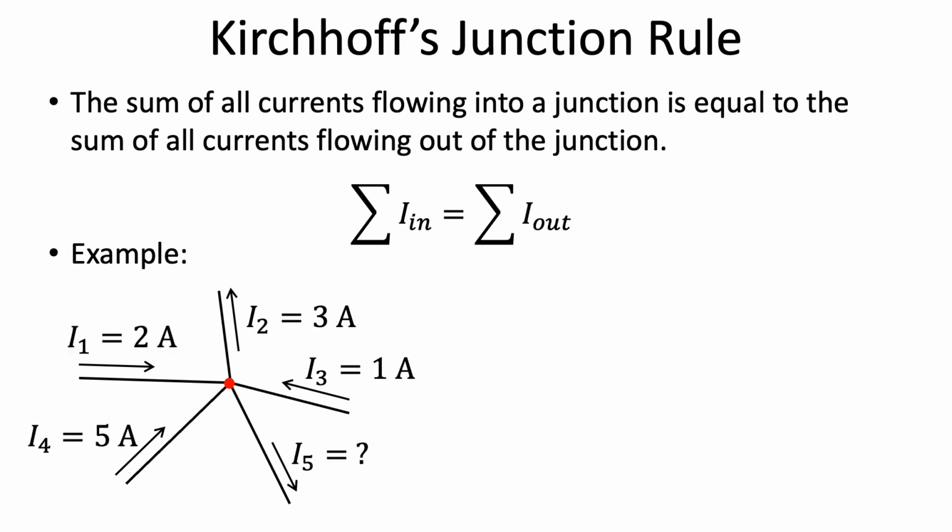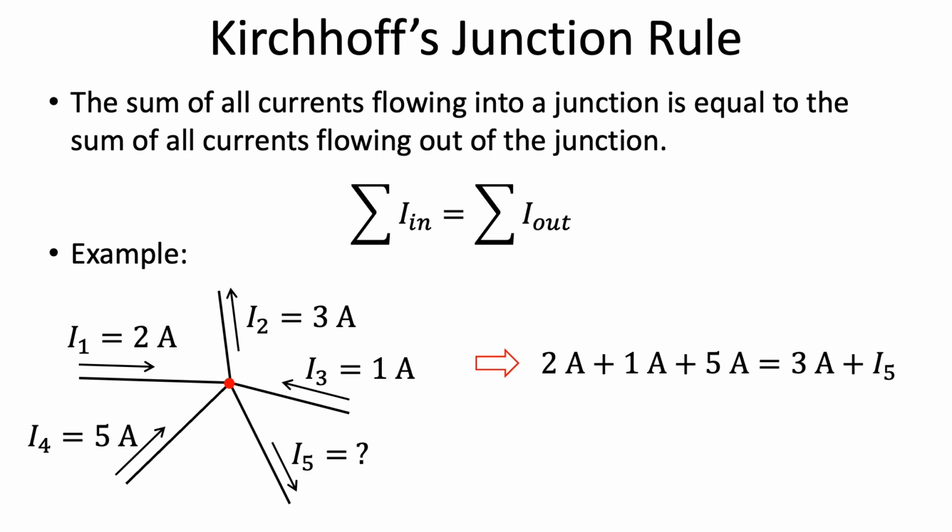Let's consider the example again, but this time we will assume that I1 is equal to 2 amperes, I2 is equal to 3 amperes, I3 is 1 ampere, I4 is 5 amperes. We don't know what I5 is, but we can find it out using the junction rule. On the left-hand side of the junction rule, we need to add up all the currents into the junction, which is 2 amperes plus 1 ampere plus 5 amperes.